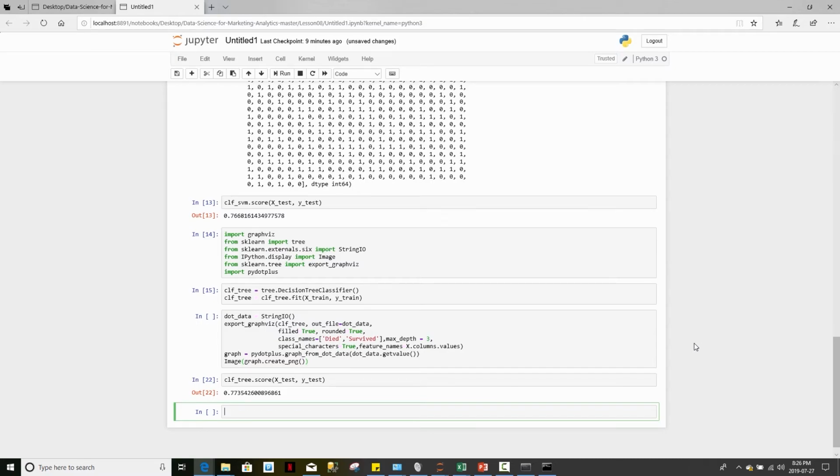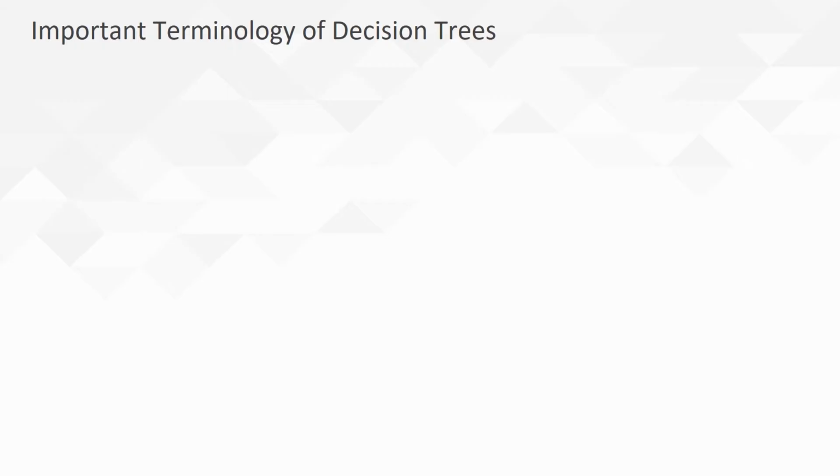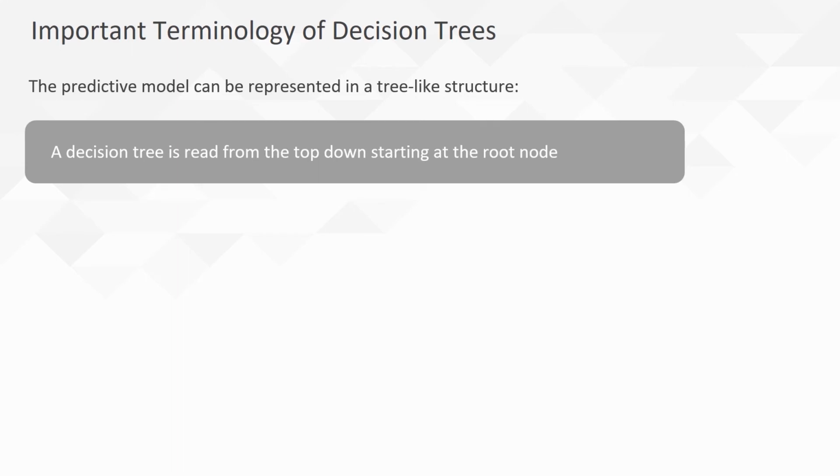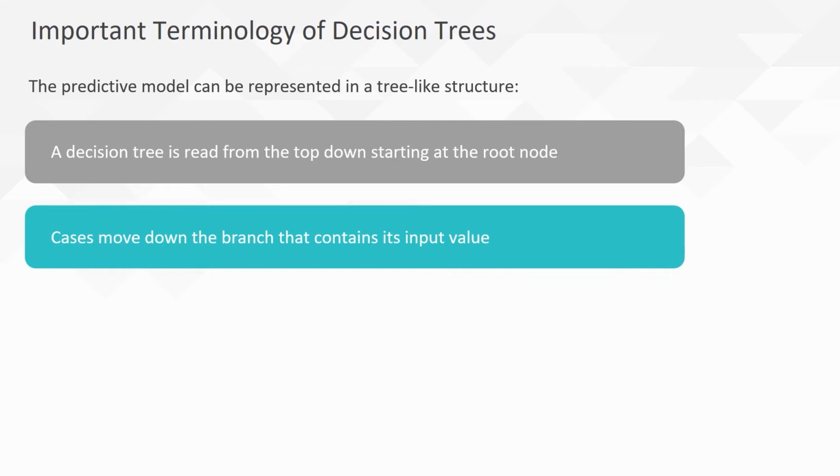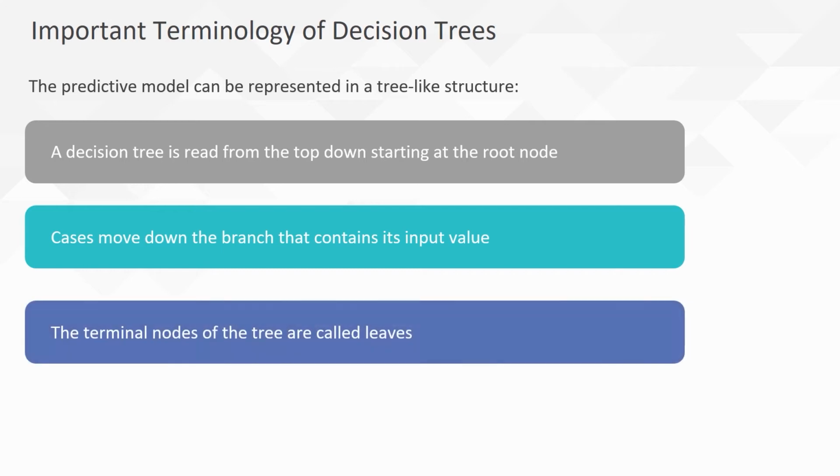Let's turn back to our lesson 8. The decision tree is so called because the predictive model can be represented in a tree-like structure. A decision tree is read from the top down, starting at the root node. Each internal node represents a split based on the values of one of the inputs. The inputs can appear in any number of splits throughout the tree. Cases move down the branch that contains its input value. A case moves left if the inequality is true and right otherwise.